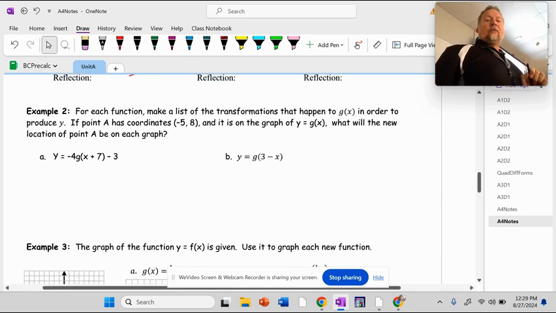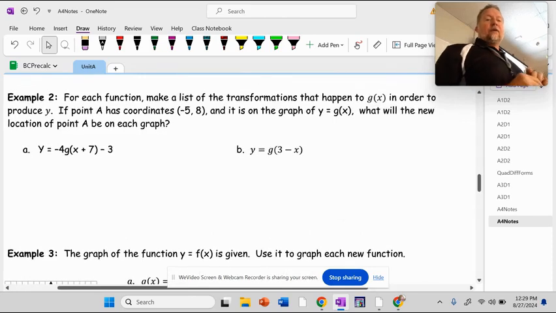Okay, now give this a try. And then here's the kicker. What does this point become?